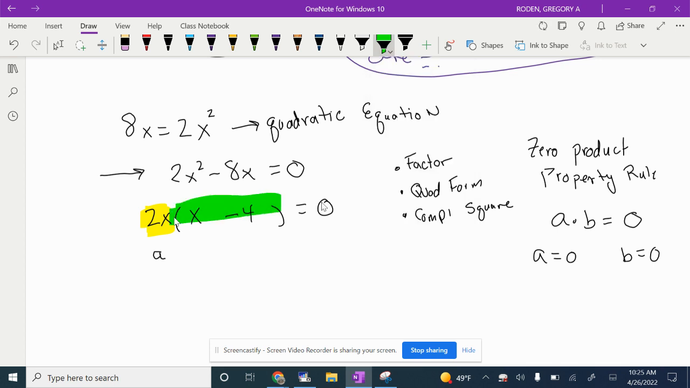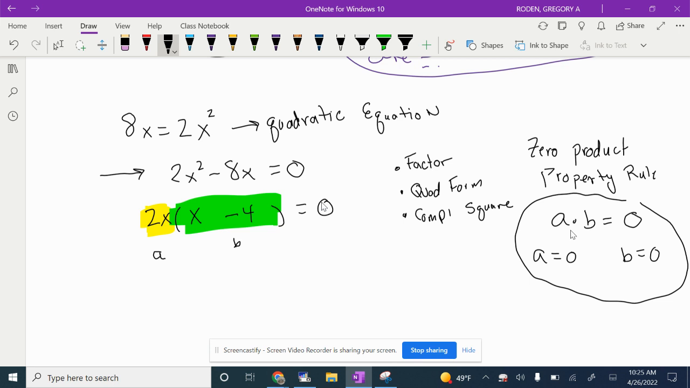And we can also think of this green part right here as B. See that, class? And the zero product property rule says when we multiply two things together and we get 0, either A equals 0 or B equals 0. So we have two equations. We know that either 2x equals 0 or x minus 4 equals 0. See that? Now, when we solve for x, in this case, what does x equal here?